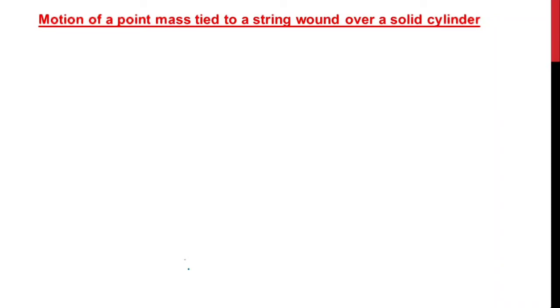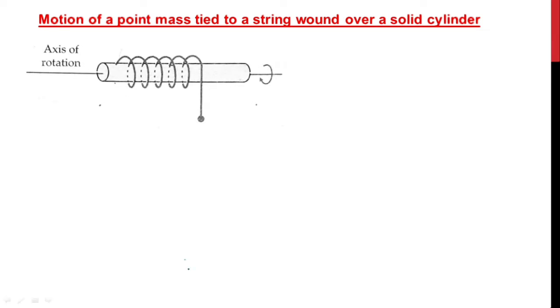Hello everyone. Today in this lesson we are going to discuss the motion of a point mass tied to a string wound over a solid cylinder. So look at the diagram here. There is a point mass having mass M. You can look at the picture here. The point mass M is suspended on a string where the string is wound on a cylinder.